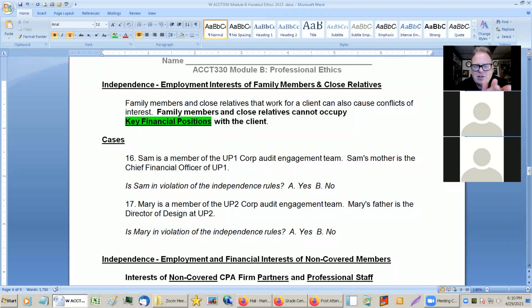It has to be a key position of somebody who is sufficiently in the finance area that they have some kind of input with the financial statements. So if it's vice president of marketing, it's probably not a key financial position. They probably don't have a whole lot to do with the financial statements. Now, if they do have something to do with the financial statements, then it's a no-no. But generally, the key word there is financial.